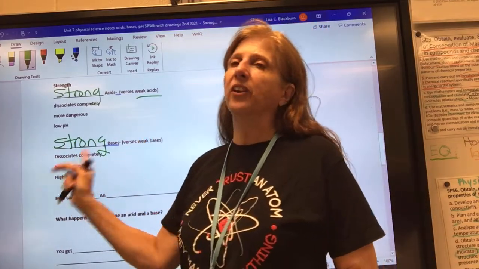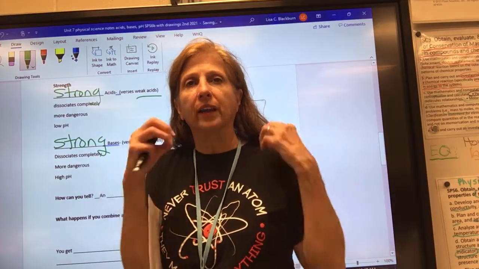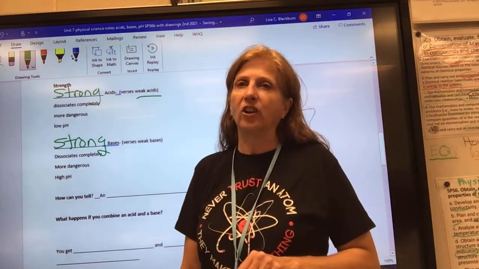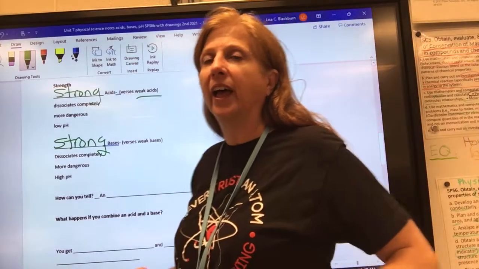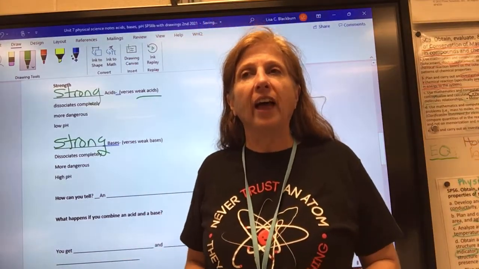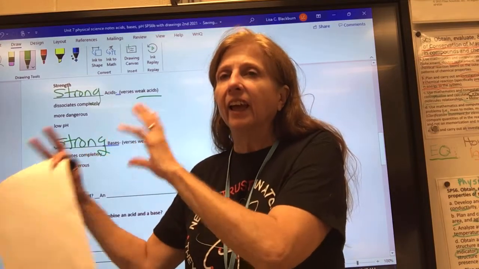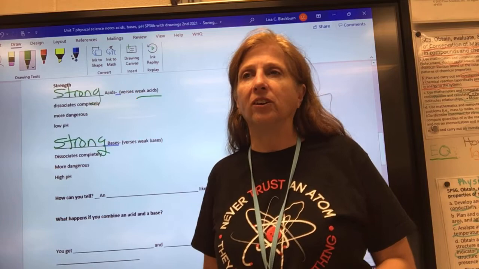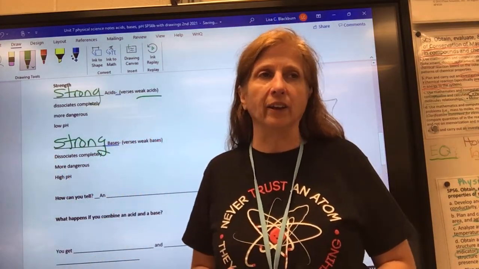It dissociates completely. The chemical comes completely apart in water. It's more dangerous, and it has a high pH. Both are dangerous. So there will be a trick question on the test, and it will say, which is more dangerous? A, a strong acid, B, a strong base, or C, they're both equally dangerous. And what's the right answer? C. They're both dangerous.